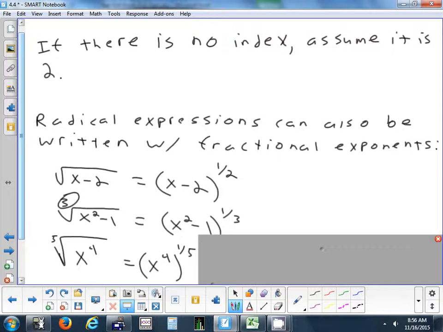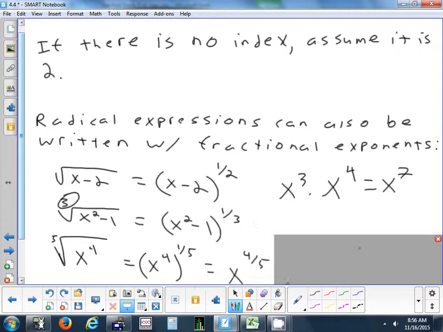Now, this can be simplified using a rule from Algebra 1. What do you do when you raise a power to a power? You add them when you have a power times a power, like this. Yeah, in this case, you multiply them. So 4 times a 5th is 4/5.